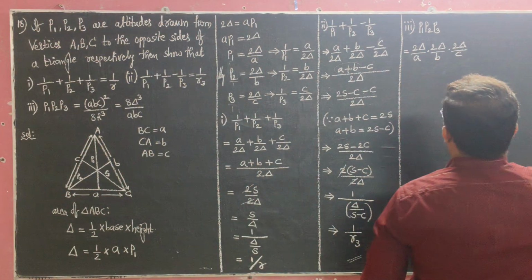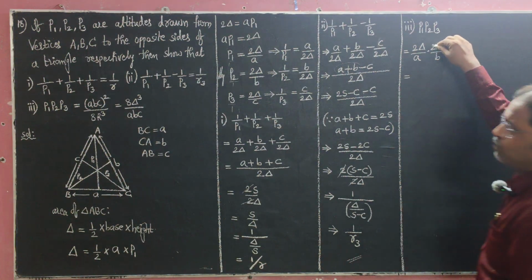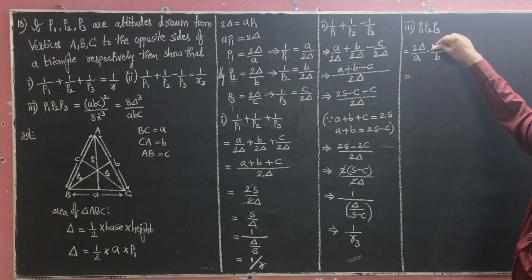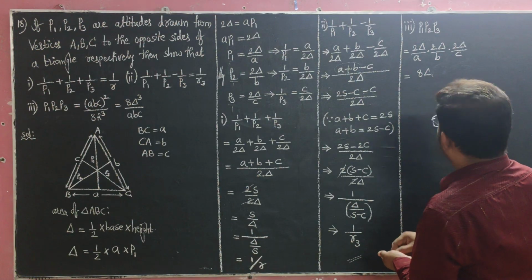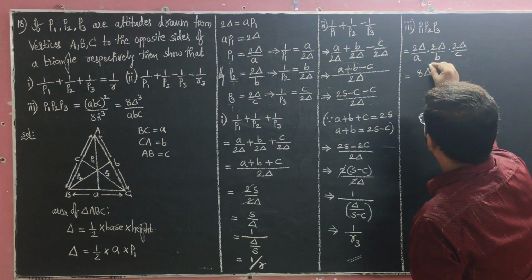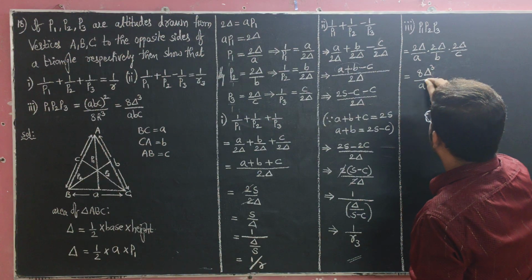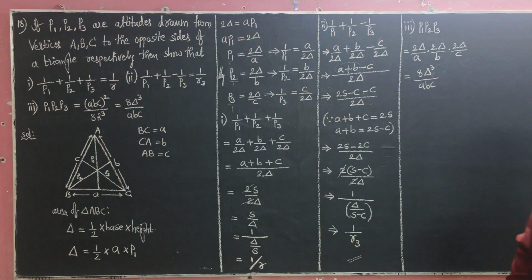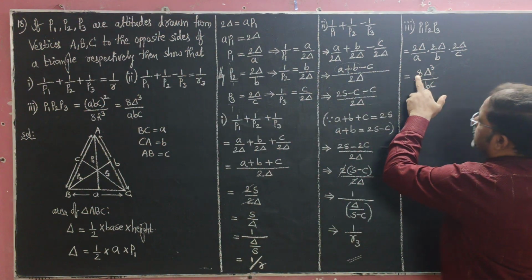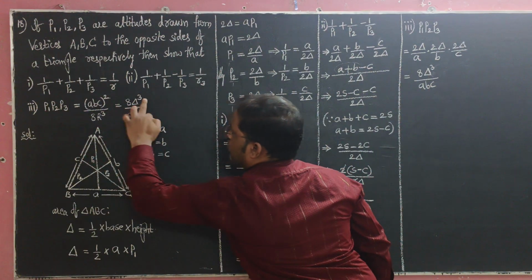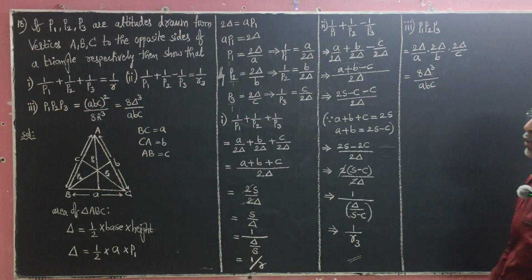by C. Clear? Okay, see the numerator, 2 into 2, 4, product of numerators, 2 into 2, 4, 4 into 2, 8, delta into delta into delta, delta power 3. Need the product of denominators A into B into C. See, the first answer is completed. Okay, first answer is 8 delta cube by ABC. Sorry, second answer. Okay, second answer directly came here, 8 delta. First P1, P2, P3 equals second answer, 8 delta cube by ABC.